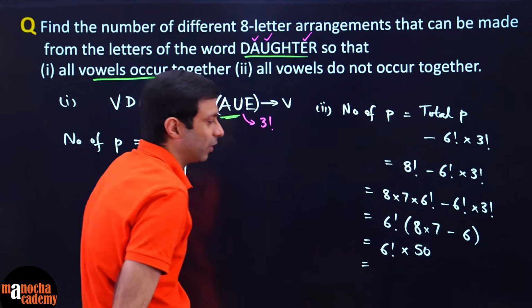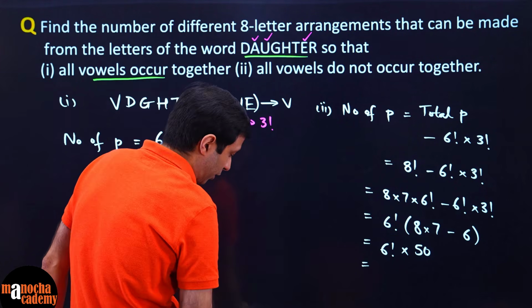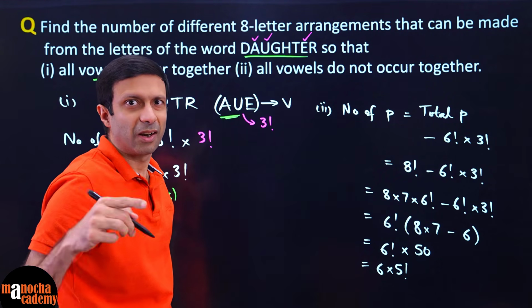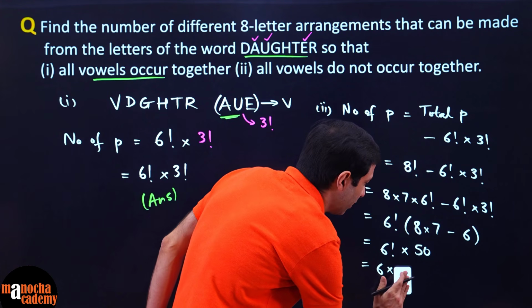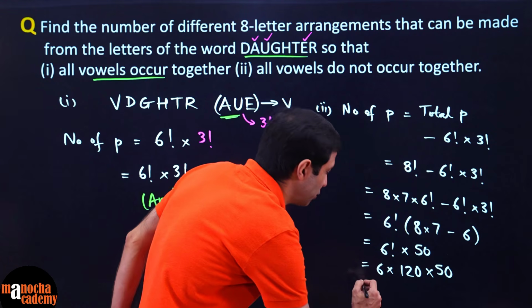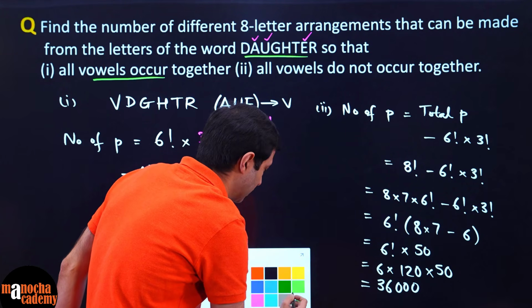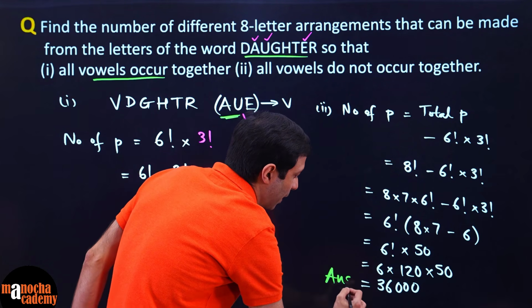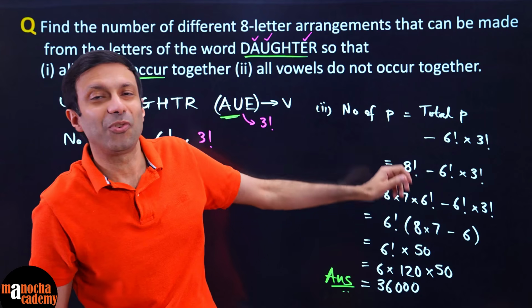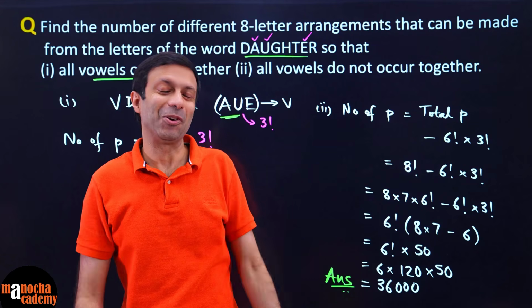And if you calculate what is 6 factorial? 6 factorial is basically 6 times 5 factorial, and 5 factorial, if I remember, is 120. So 6 times 120 times 50. So if you guys multiply out the numbers, you will get the answer as 36,000 over here. This is the final answer for part 2. So the whole concept was that you find the total permutations and subtract out the ones from part 1, and this is how you can solve this interesting question.